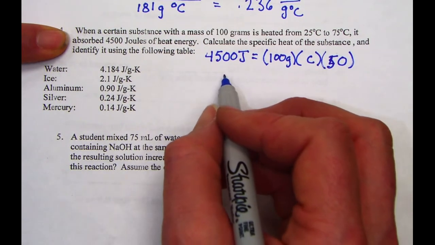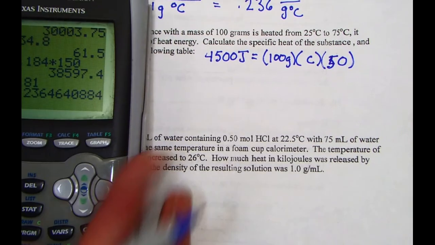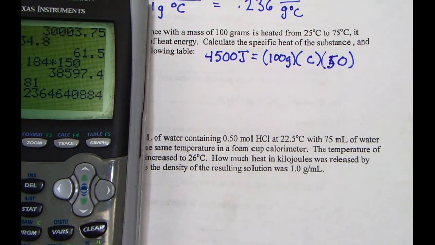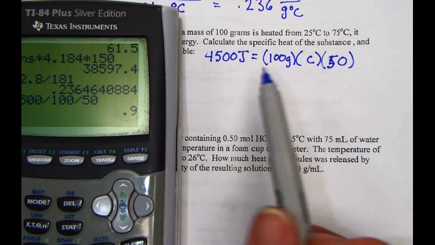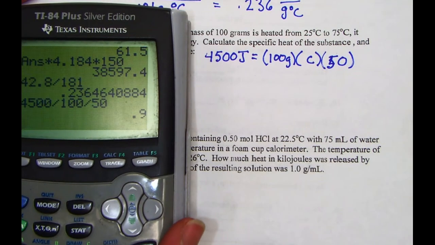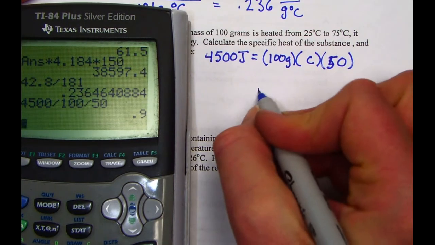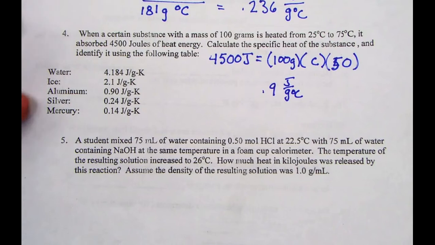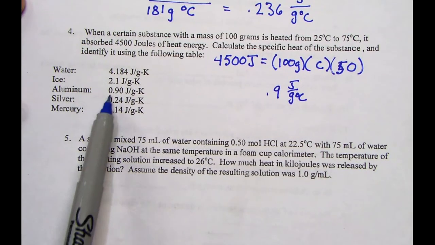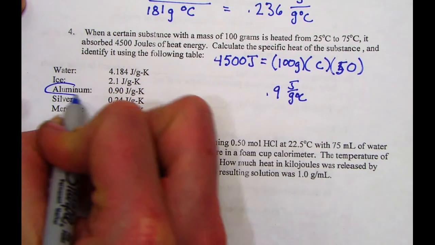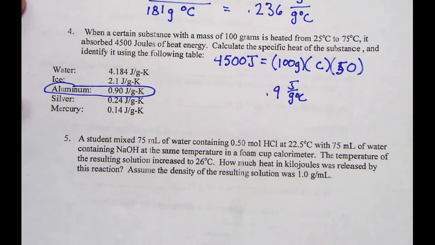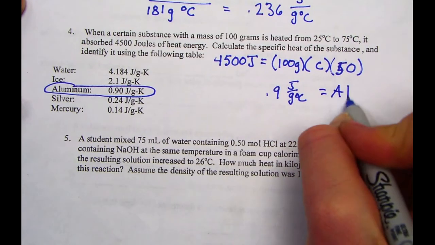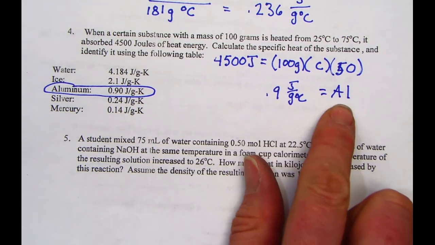The calculator sequence says begin by taking 4,500, dividing that by 100, and again dividing by 50. The joules of energy, 4,500, divided by the mass of 100, divided by the delta T of 50, shows a value of 0.9 joules per gram degree Celsius. If we examine our table, finding the value of 0.9 is a match for aluminum. We've properly identified this object to match the aluminum value for specific heat. Our answer of 0.9 identified this object as aluminum.